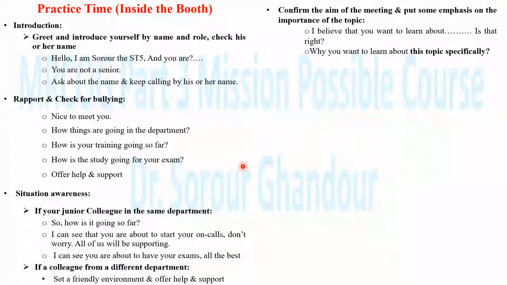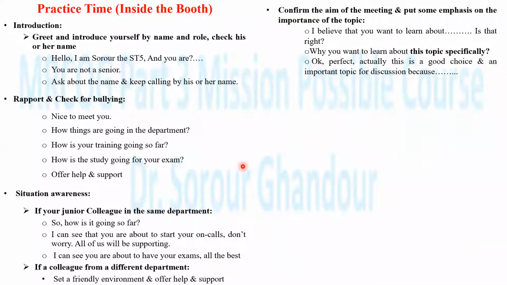Why do you want to learn about this topic specifically? Again, now you are checking for bullying or undermining. Why do you want this topic specifically? Because you want it by yourself, or someone is pushing you or putting you under pressure, or he's humiliating you, or he's undermining you. That's why you are here today, to learn about this topic specifically. So this question is very important also as another point to exclude bullying or undermining.